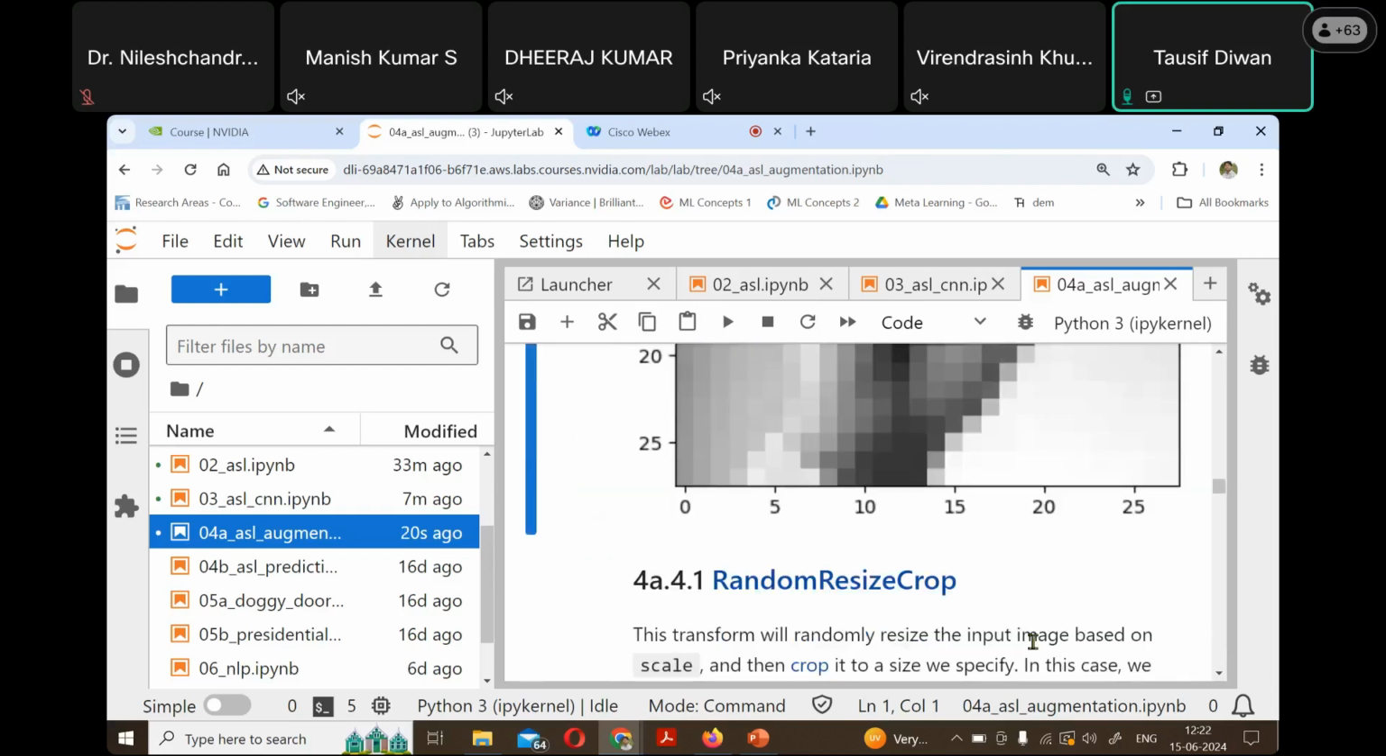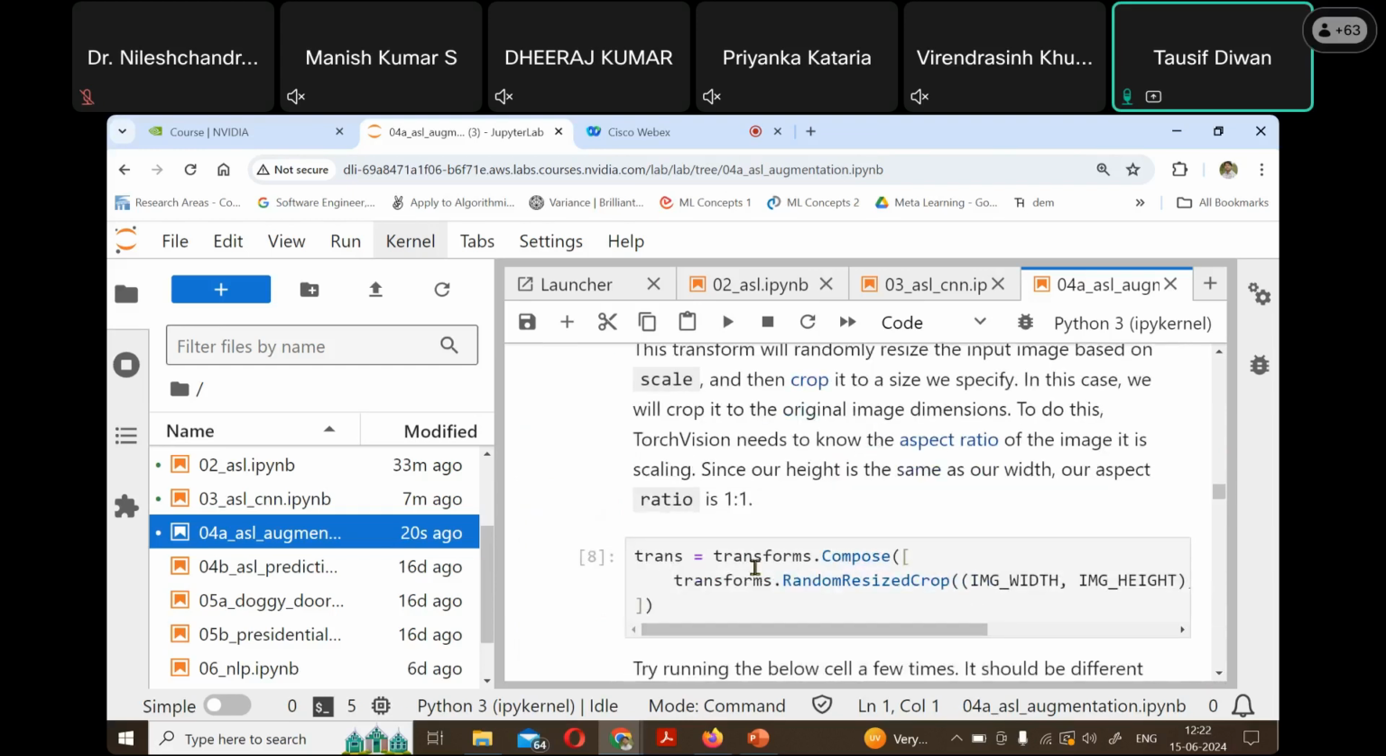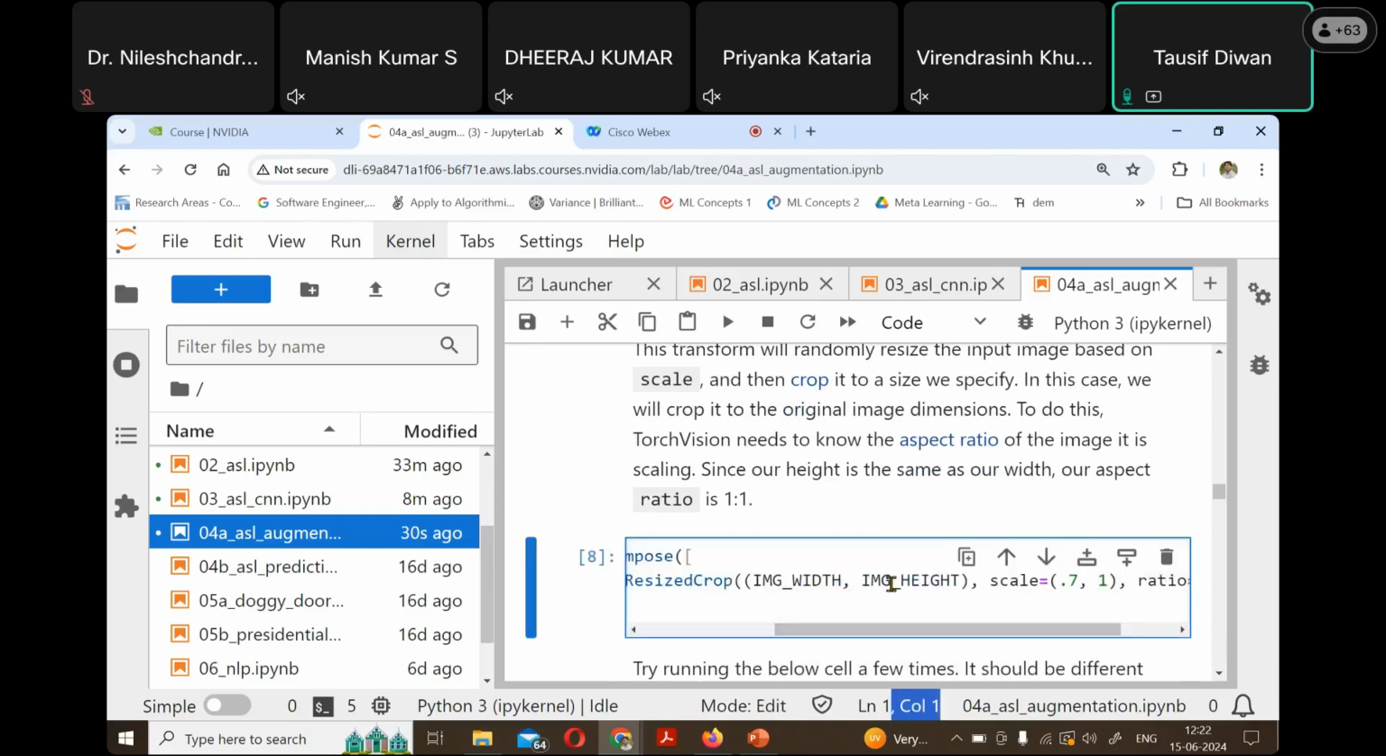Okay. Now we are applying random size crop. How is it applied? Transform dot compose, transform dot random size crop. After applying random crop, this is the outcome: width and height should not get changed. Scale is equal to 70% random. After applying random crop, 70% of the image should be there. And ratio is equal to 1 by 1. Ratio equal to 1 by 1 means width divided by height should be the same because it is there in the original image.